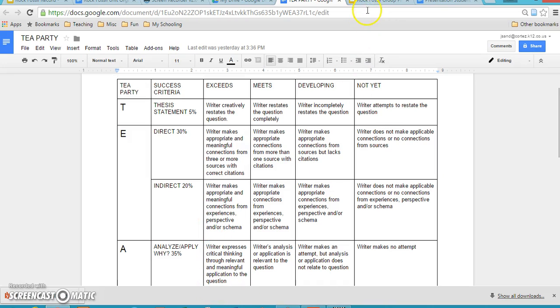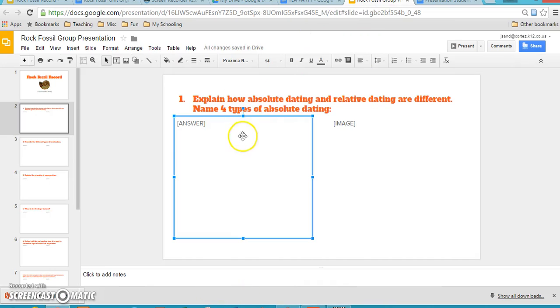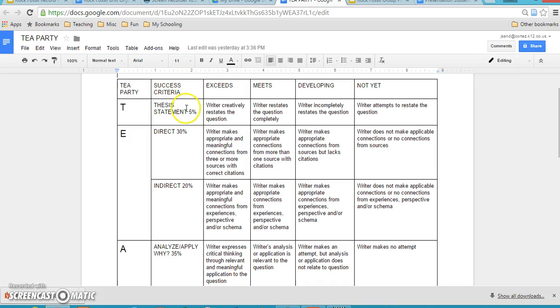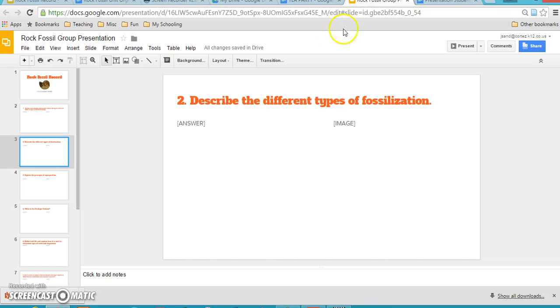Now again, we're thinking back to how we are going to be filling in the information here specifically, okay? A thesis statement means the writer creatively restates the question. So describe the different types of fossilization. You're going to rephrase that in a way that is interesting, well-crafted, and sets the stage for the rest of the information that you'll present in this square.